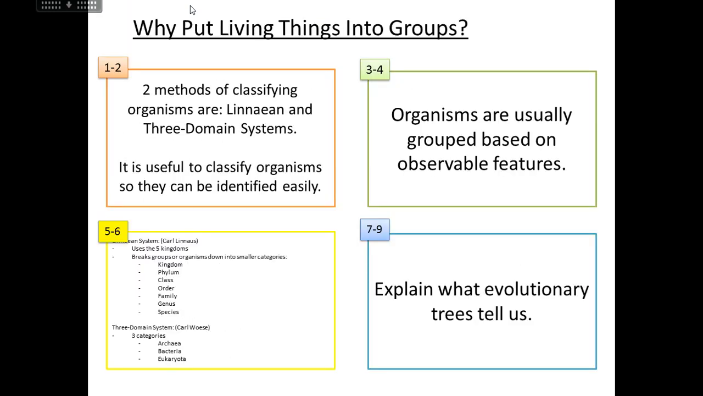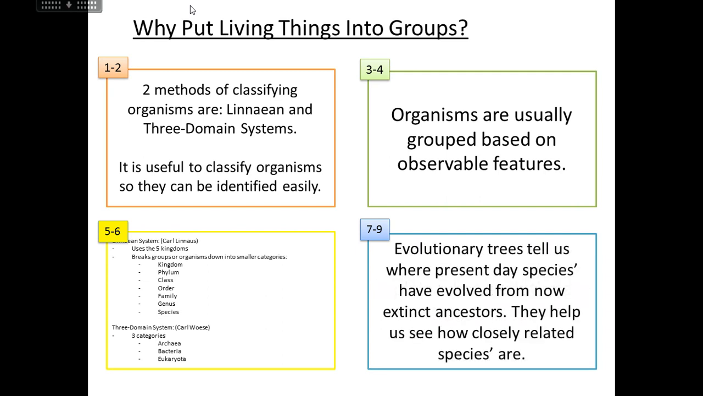For grades 7 to 9, we needed to explain what evolutionary trees tell us. So I've put that evolutionary trees tell us where present-day species have evolved from now extinct ancestors, and they help us see how closely related different species are. Obviously, if you put more detail than that, excellent. What I've given you there is the absolute bare minimum and some key vocabulary that you should have included. If you haven't included some of those keywords, things like ancestor, for example, in grades 7 to 9, or observable features for grades 3 to 4, it might be useful to add those in with your different colour pen.